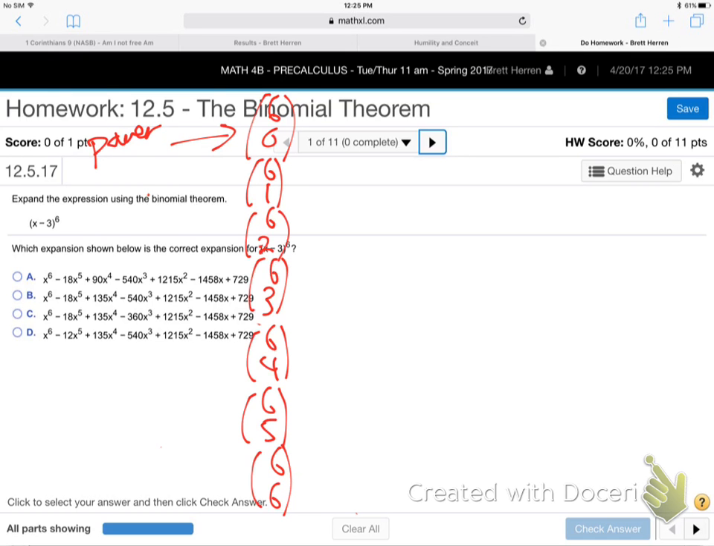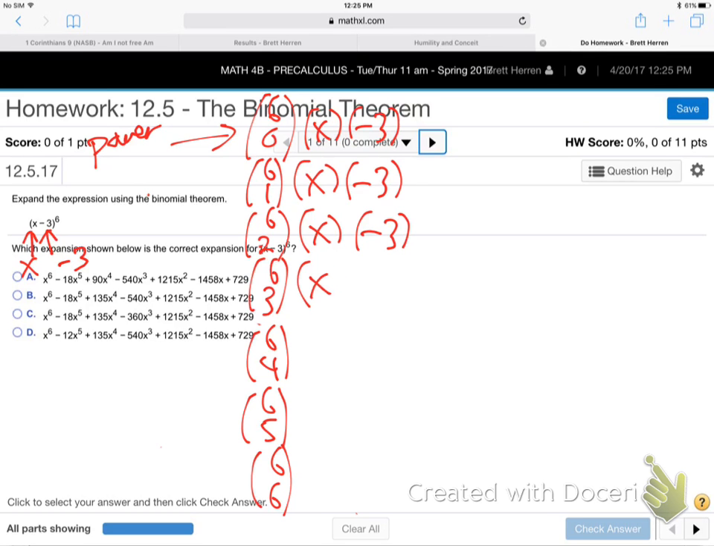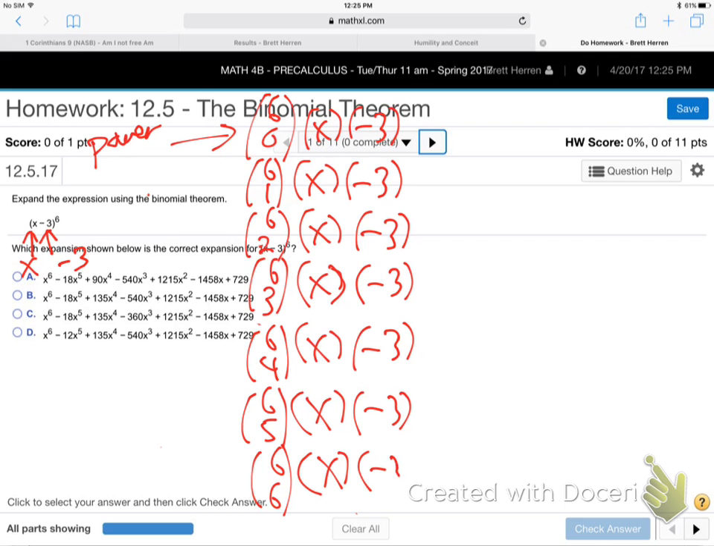Then you grab the first. You have 2 things here in the parentheses, right? The first one's an x. The second one is a -3. You need that sign with it. And you just put x, -3. x, -3. Leave room for powers. We're going to put different powers on them in a minute. But at first, just write x, -3, x, -3, x, -3.